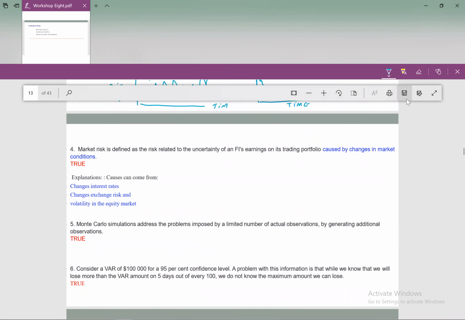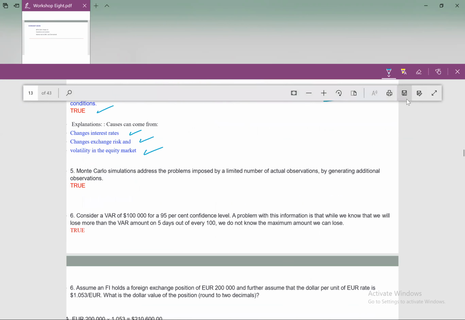Okay. Now let's go to the next question. Market risk is defined as the risk related to the uncertainty of the financial institution's earnings on its trading portfolio. That is right. And it's caused by changes in market conditions. It's right. What are those markets? Changes in the interest rate, the exchange rate, and the volatility rate. So we are holding all those assets. Of course, they will be impacted.